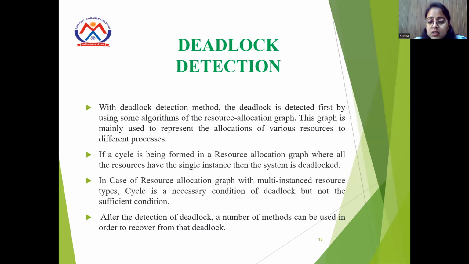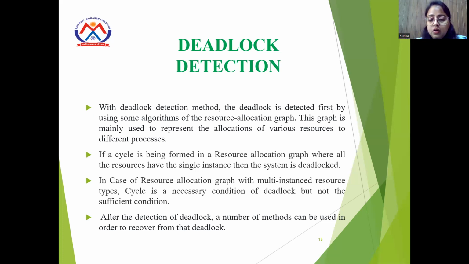In case of a resource allocation graph with multiple instanced resource types, a cycle is a necessary condition of deadlock, but not the sufficient condition. Means deadlock may or may not occur if the resources have multiple instances.